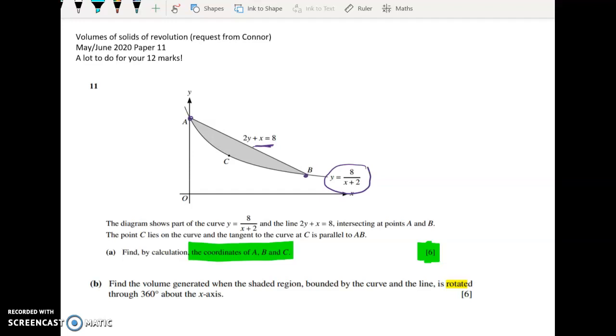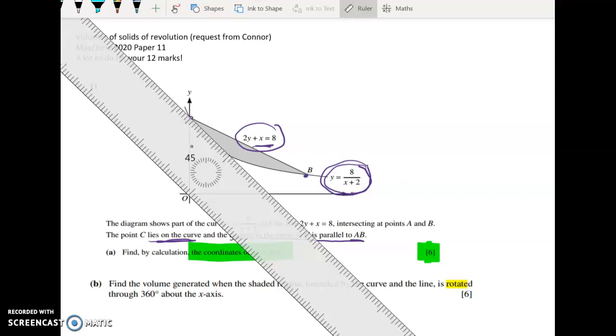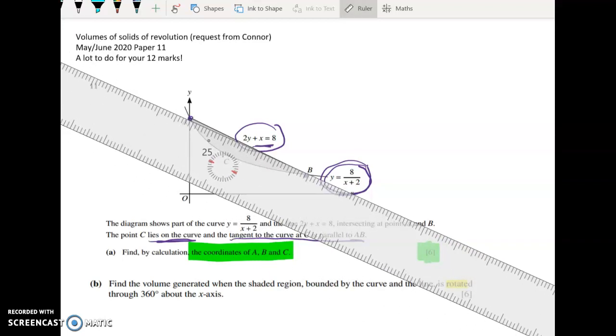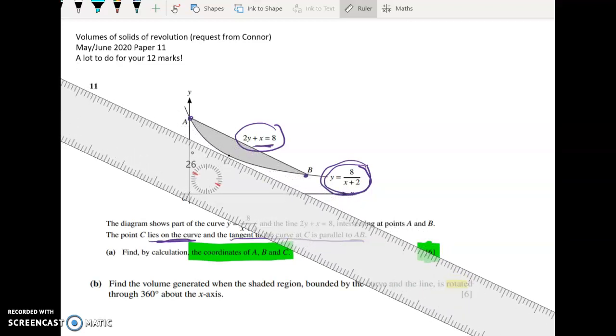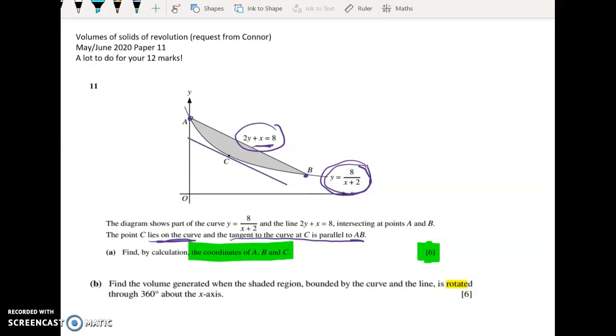And so it's pretty obvious that step 1 is going to be to set, well, I hope it's pretty obvious that we have to set these 2 functions equal to each other and solve for x, and then get the y coordinate. For part C, for point C, it lies on the curve, and the tangent to the curve at C is parallel to AB. Okay, so what that means is that we've got the gradient of AB here, and we're going to figure out pretty quickly that that equals -1/2. And what we need to do is to say, well, where on that curve is the gradient -1/2? To do that, we have to differentiate. So I'm going to start with this bit.